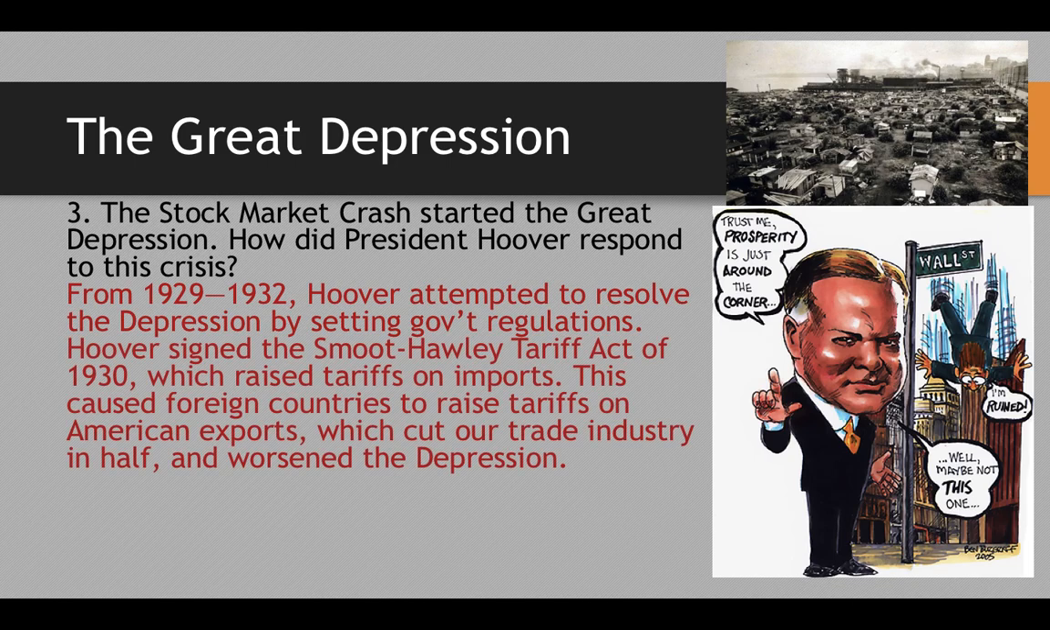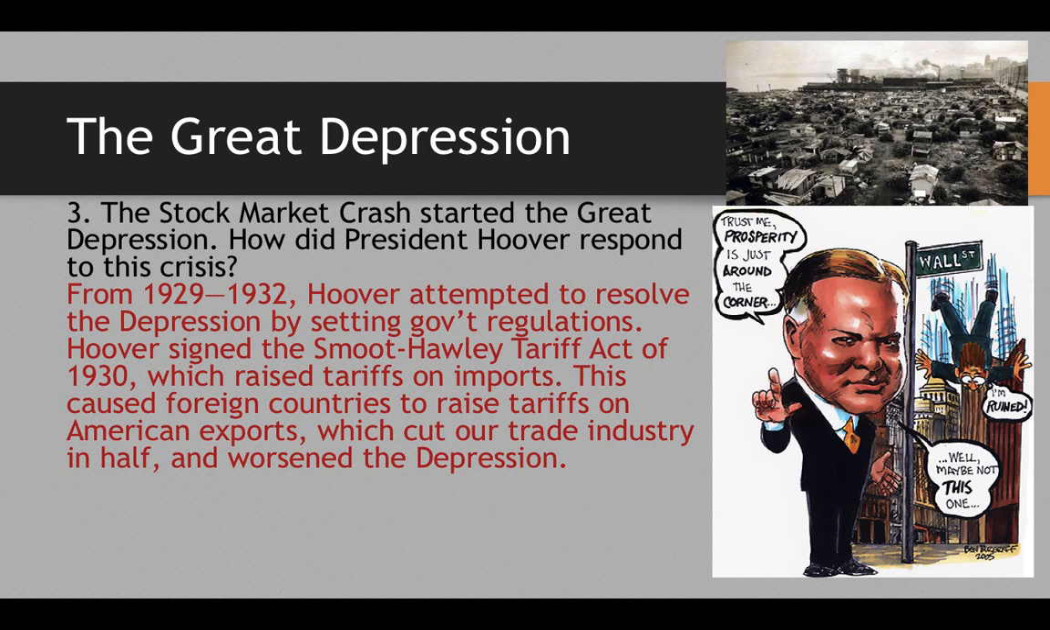So one of the first things he did is he signed the Smoot-Hawley Tariff Act of 1930. And this raised tariffs on imports. So a tariff is when you basically tax foreign countries for trading with you, or you put taxes on imports coming into your country. And the logic behind this for Hoover was it was going to get more money coming into our country whenever we trade with people.